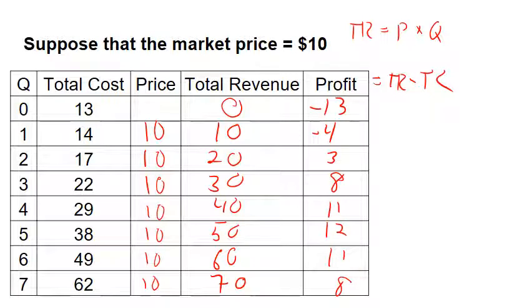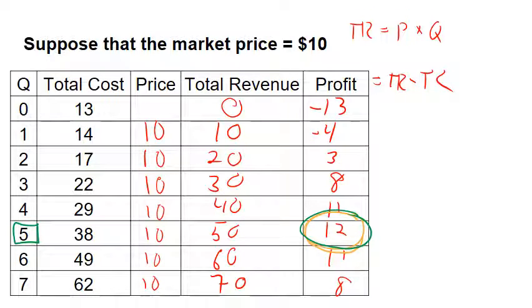So I can say pretty quickly that 12 is the maximum profit. 5 is the quantity that maximizes profit, because when quantity is 5, the profit equals $12.